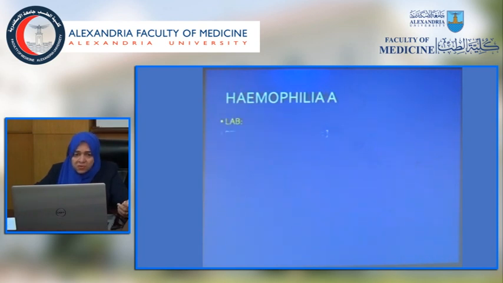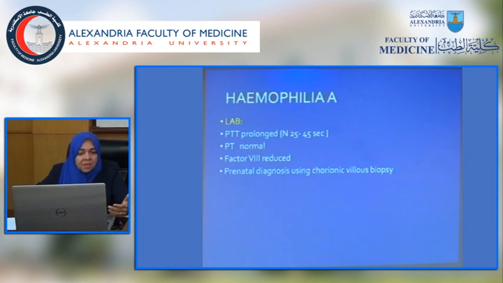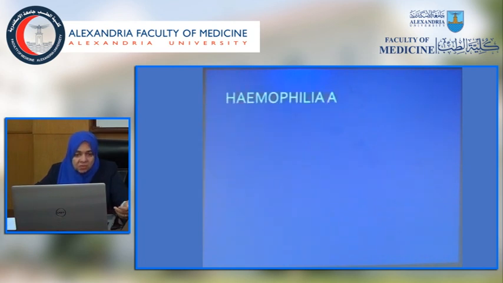To diagnose hemophilia A, PTT will be prolonged because the part that is affected is the intrinsic pathway, due to deficiency of factor VIII, which is involved in the intrinsic pathway of coagulation. PT here will be normal because factor VII is normal. Factor VIII assessment will show a reduced amount of factor VIII. The prenatal diagnosis will be done through chorionic villus biopsy, and these families will need genetic counseling.